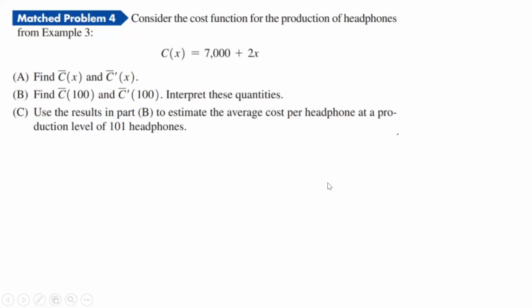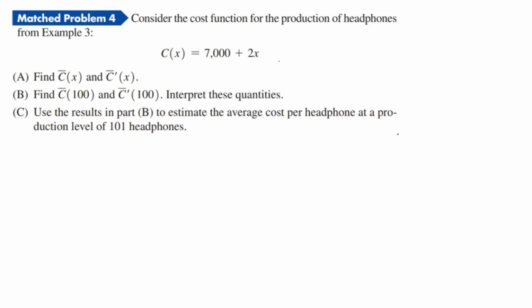So, for example, consider the cost function for the production of headphones, from example 3. They said that C of x is equal to 7,000 plus 2x. We're supposed to find C bar of x and C bar prime of x, then plug in 100 in each of those and interpret, and then use the results in B to estimate the average cost per headphone at a production level of 101 headphones.